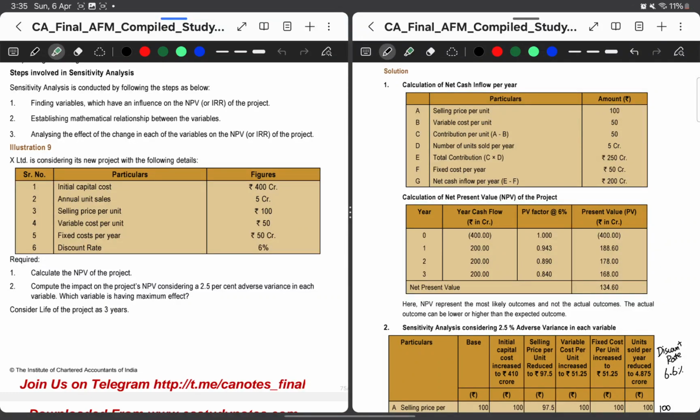Hi CA students, let's revise CFN and AFM Chapter 3 Advanced Capital Budgeting Decisions, Illustration 9.